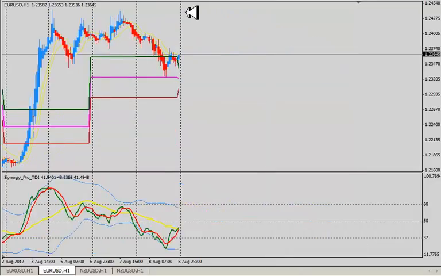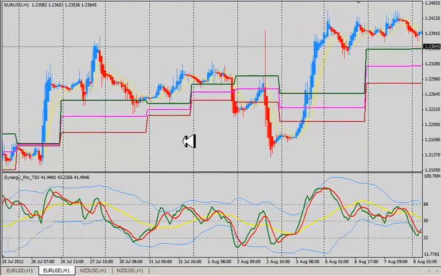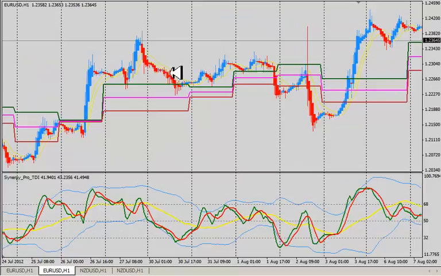If I move out a little bit and see the bigger picture, you can see that it too goes through a transitional phase. We had a long bias for a few days here, a long bias. We went through a transitional phase right here, and then a short bias.